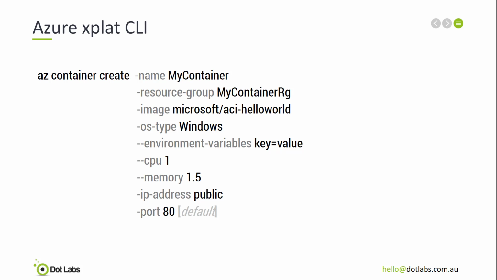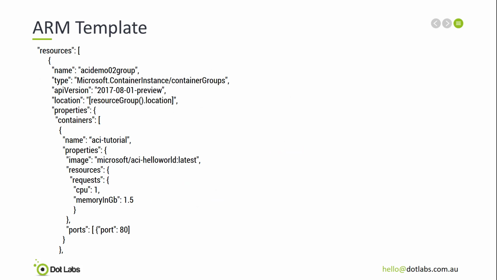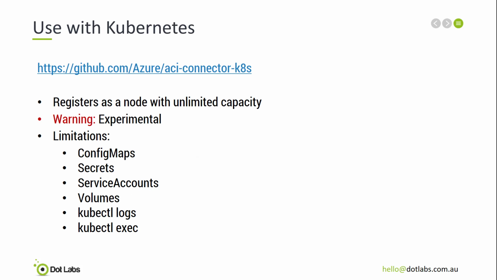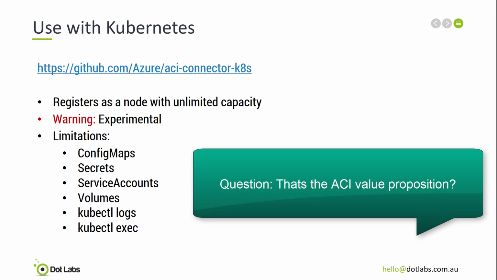It supports integrating with that registry. You can pass environment variables, and you can specify CPU, memory, the IP address, and the port, which by default is port 80. Or you can also use Azure Resource Manager templates. Same parameters. So your resource is a Microsoft container instance, container groups, the API version is still in preview, and then where do you want to run it, and the same parameters again, CPUs, memory, and ports, and the image as properties. The cool thing is that you can also use it with Kubernetes, but this is still experimental. There's an Azure Container Instance connector for Kubernetes. Basically, it acts as a node for Kubernetes, and that URL is the experimental connector on GitHub. It's open source.